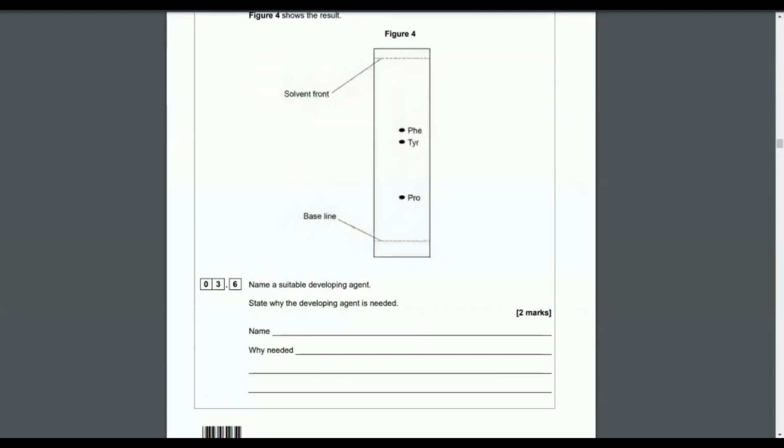And then the final part to this question, 3.7, determine the RF value for TYR. So all you need to do here is get your ruler out and measure the distance. First, RF is equal to, you want this distance from the baseline to the solvent front, and that is the distance moved by the solvent. And then you're going to measure the distance from the baseline to TYR, which is the particular amino acid we're interested in. You're going to divide the smaller distance by the bigger distance, and that will give you the RF value.